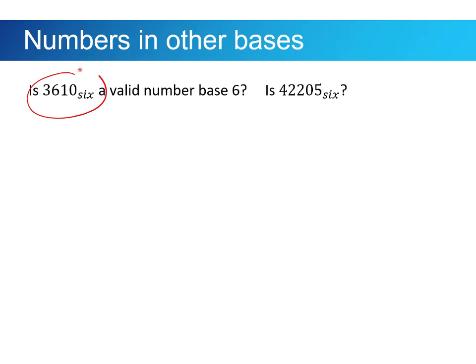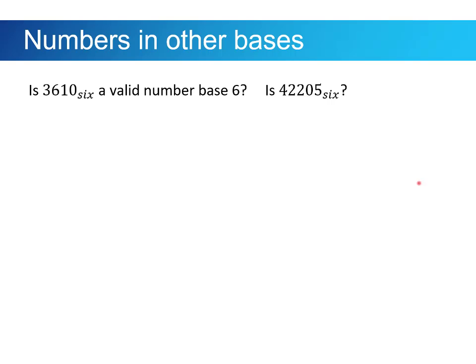Is this guy, 3610 base 6, a valid number in base 6? It is not, and what you see here is because of that digit 6. Nope, that never appears in a base 6 number. The only digits I have are 0 through 5. Well, how about this guy? I check it out, 42205. Yep, those all look like valid digits, so that is a number in base 6.